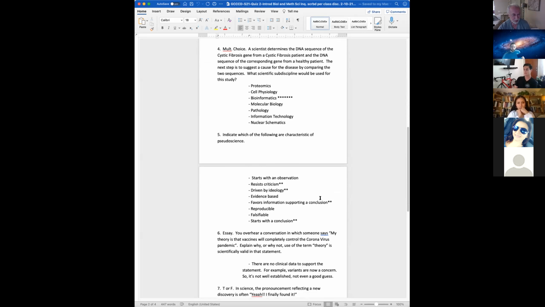Which ones of these are characteristic of pseudoscience? Well, resists criticism, driven by ideology, looks for information that supports a conclusion that's already been derived, and starts with a conclusion, then looks for evidence to support it.